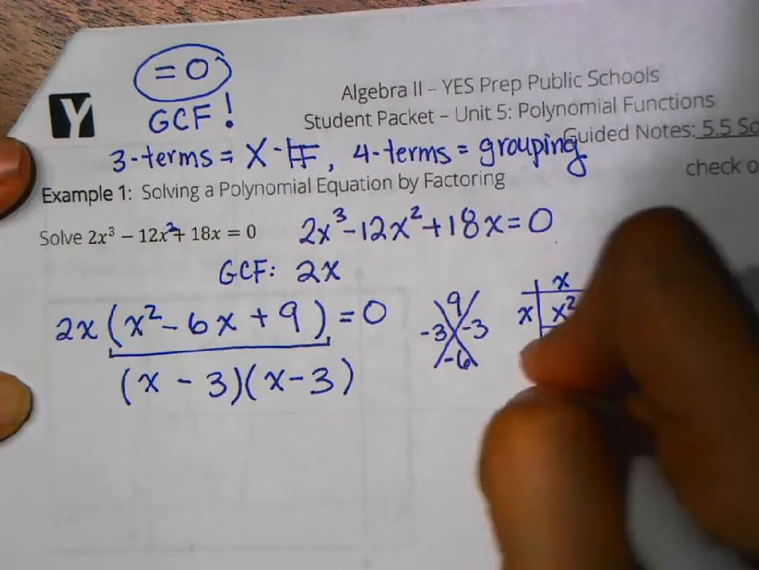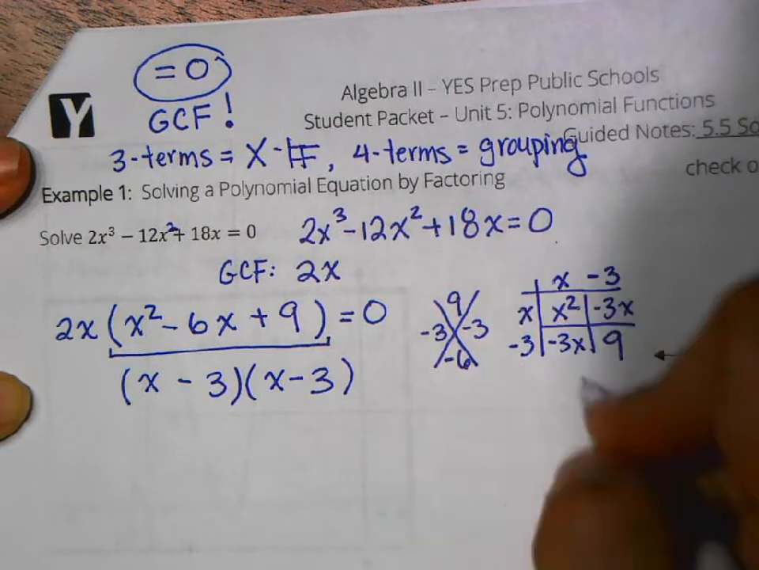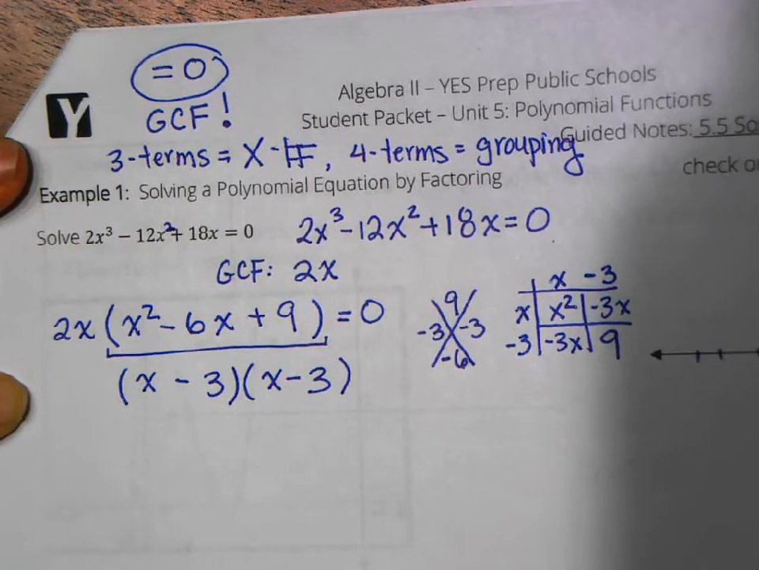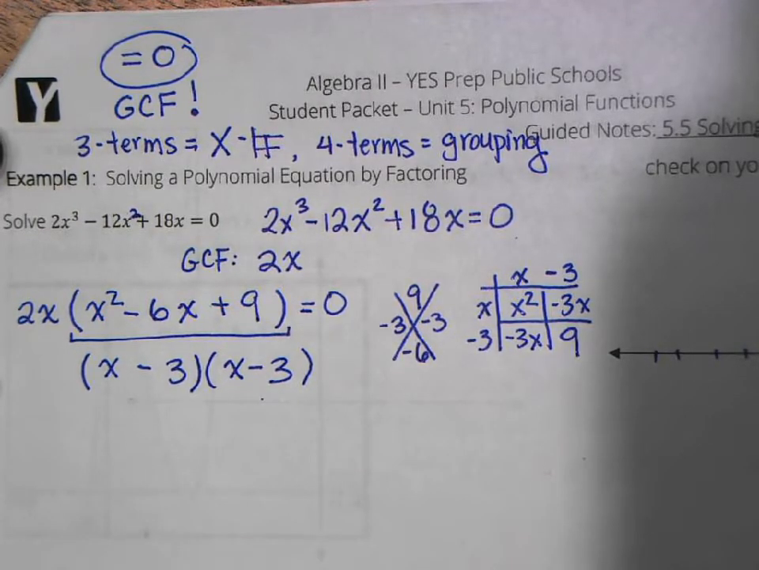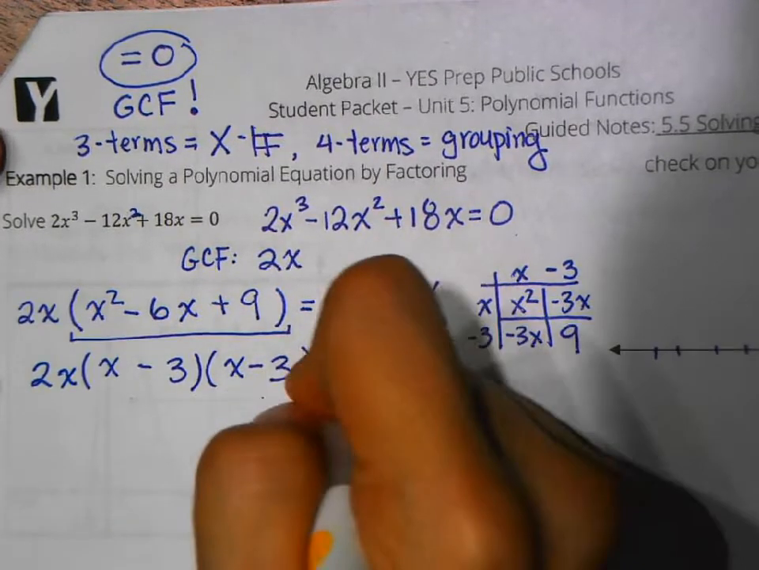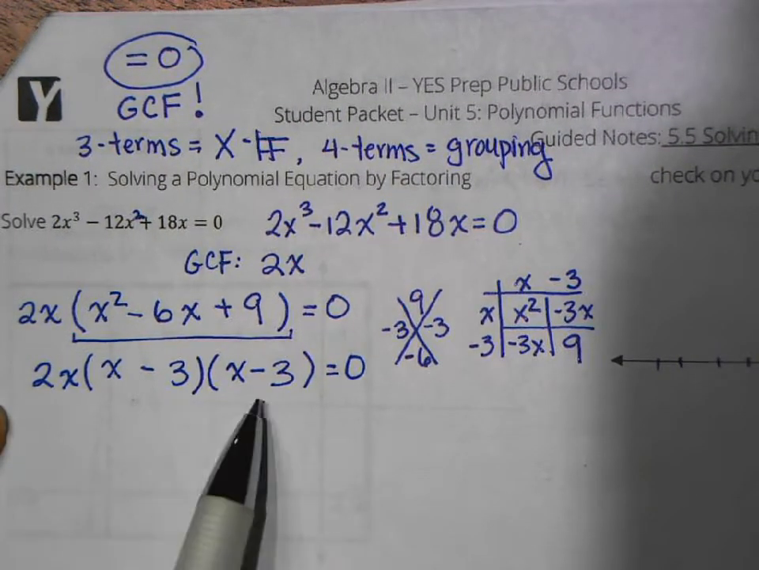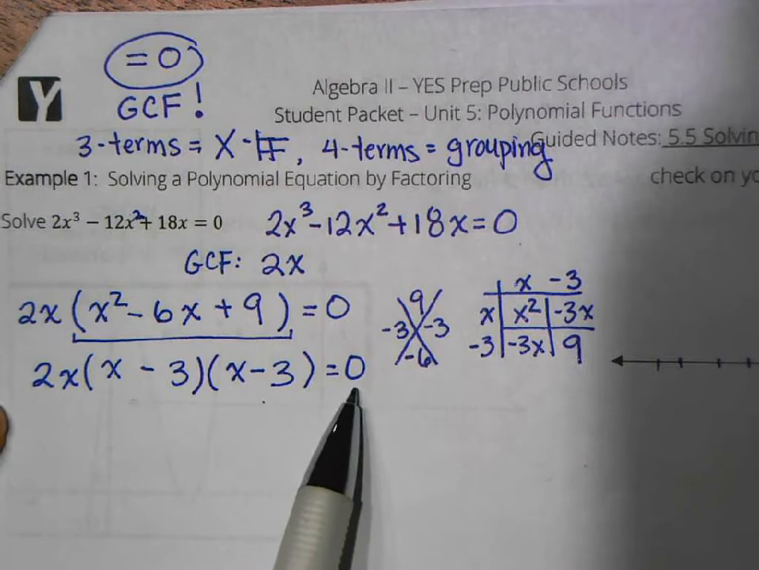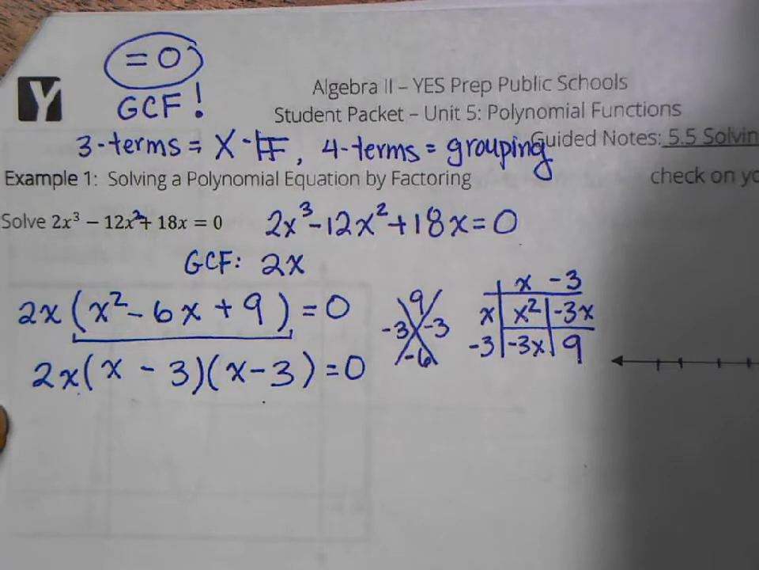x times x is x squared. x times negative 3 is negative 3x. x times negative 3 is negative 3x. Notice how that still got me a factor of x minus 3 times x minus 3. Don't forget to pull the 2x, your greatest common factor, down. Still equals 0. Now, if I know that all 3 of these factors multiply to be 0, that means that one of the factors would have to be 0. So 2x has to be 0, or the x minus 3 has to be 0.